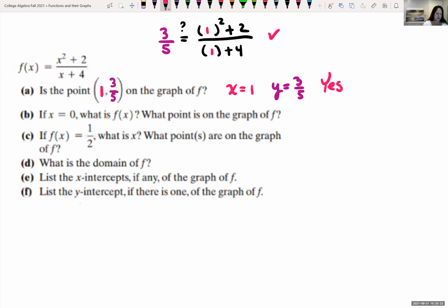So if x equals 0, what is f of x? What point is on the graph? Let's find f of 0. Wherever we see an x, we're plugging in 0. So we have 0 squared, which is 0, plus 2, so 2 all over 0 plus 4, which is 4. And so this reduces to 1/2. So the point on the graph is going to be (0, 1/2).